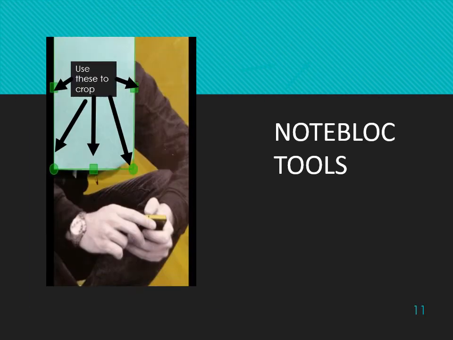When you have your image, you will also notice that there are these green dots, and you can use your fingers to spread them out or to make them smaller to choose the area where you want to crop your document.